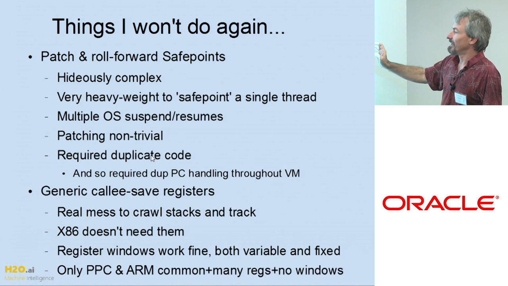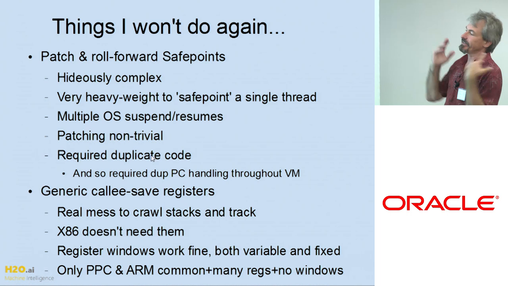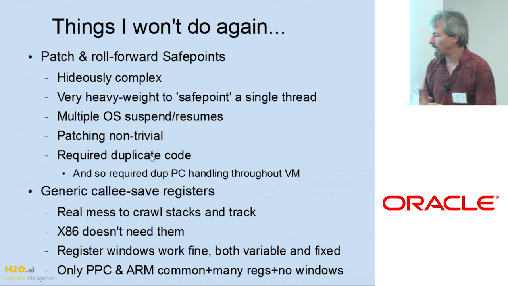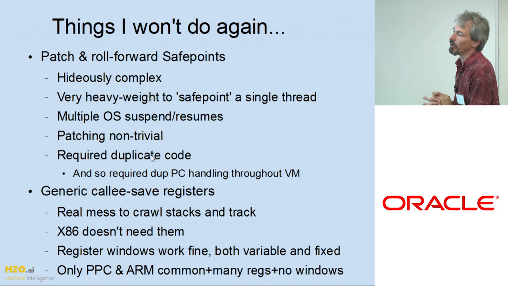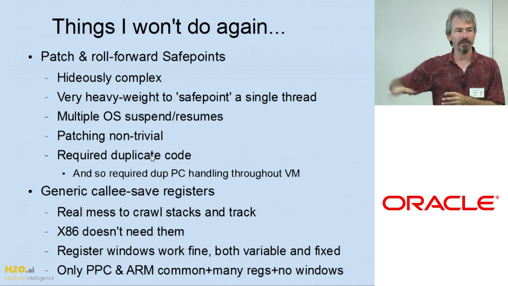Generic callee save registers made it a real mess to crawl stacks. x86 never really had enough registers to need them. Register windows work fine or are almost unrelated, but there are only a few hardware designs that have many registers and no register windows, for which you might contemplate callee save registers being useful. They're not worth the engineering cost to maintain a stack crawl on them. Do people know what I'm talking about here with callee saves?